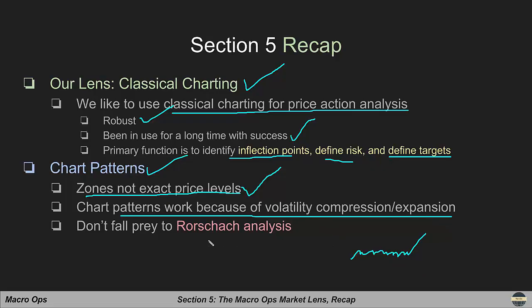And then finally, we talked about not falling prey to Rorschach analysis, which is injecting your bias into a chart, and that is not something you want to do. So if you feel like the S&P 500 should go up, you don't want to be going and looking at the chart and drawing patterns to justify your bias. You want to take a very objective view and an objective process so you get accurate trading signals out of the charts, not just what you want to happen.